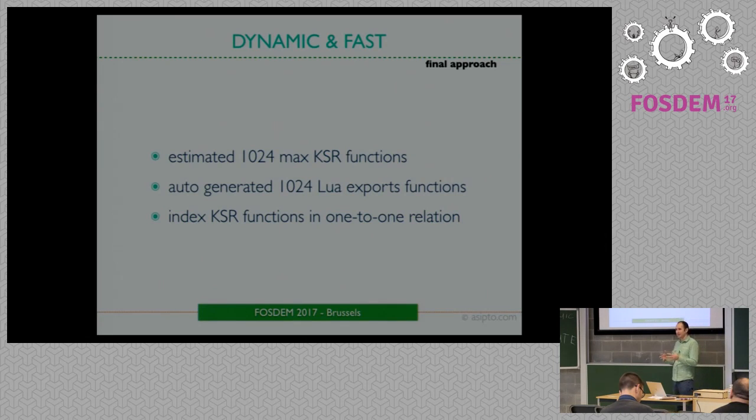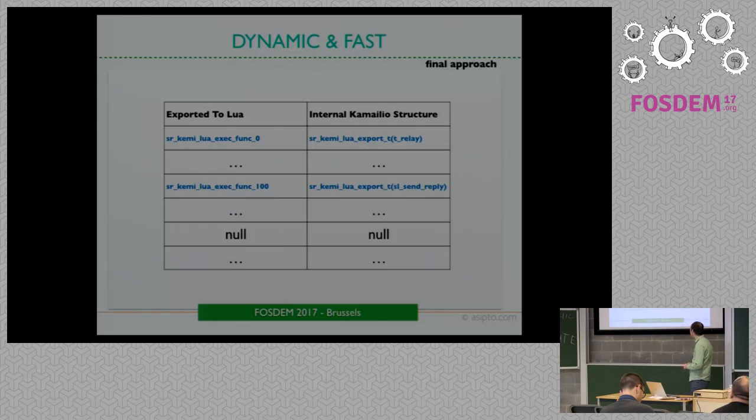pre-generated wrappers, so pre-generated C functions, which practically execute a common function with an index. So practically I have a table. At the beginning, this is populated with functions from 0 up to 1023, and this will be empty. As we load modules in Kamailio, we put here what's exported to the Kemi interface. We populate the second part of the table.